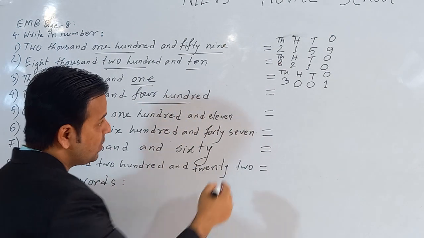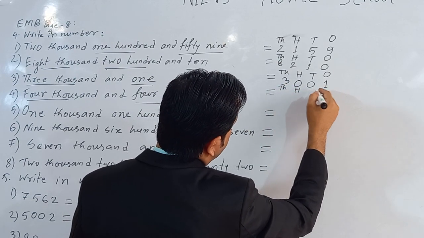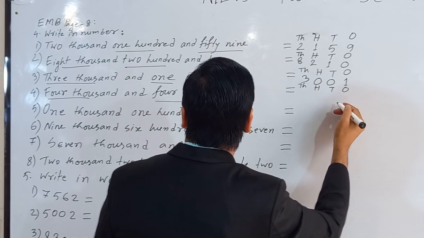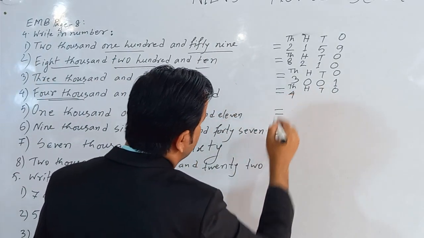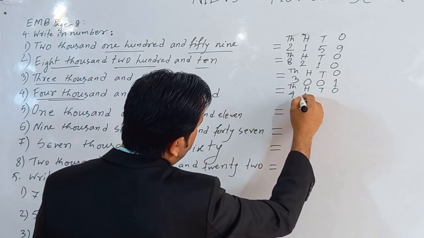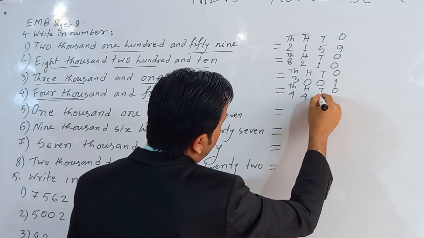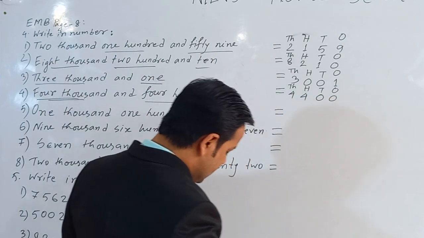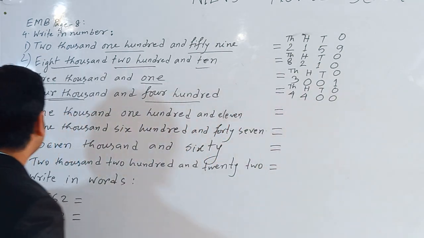4400. Okay, dear students, so here indicate the positions 1000, 100, tens, ones. As here is 4000, so we have to write 4 in thousands position, and 400 here, so we have to write 4 in hundreds position. Nothing remaining here, so we have to fill up these 2 blanks by 0. This is 4400. Now next one, 5.